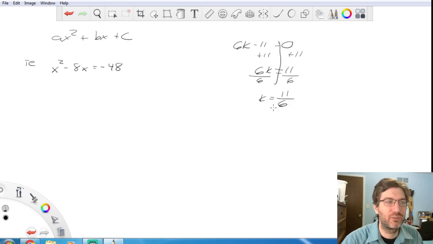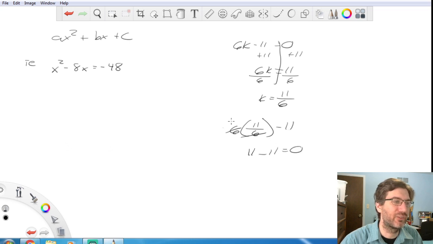This number here is reduced. It's just not a mixed number. If you want to leave it like this, that's fine, because when you go to check your work, it's easier, because you're going to do 6 times 11/6, where your denominator is just going to cancel, and you're going to get 11. And then minus 11 equals 0.